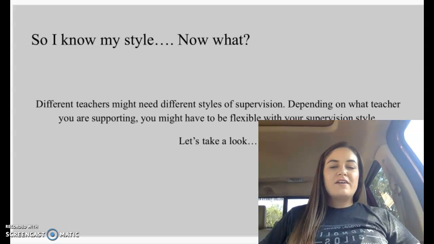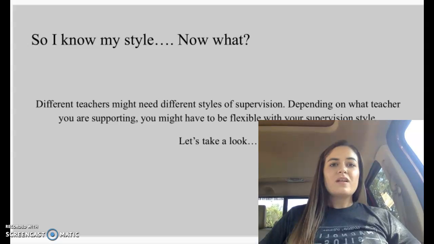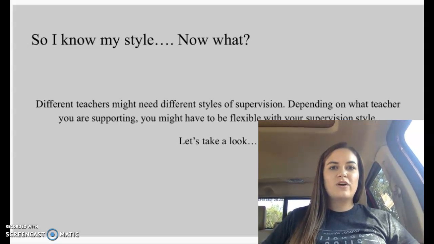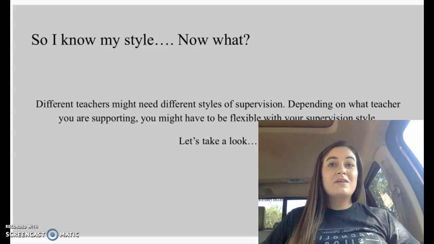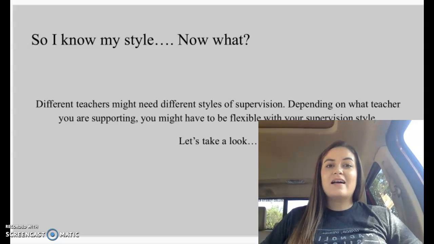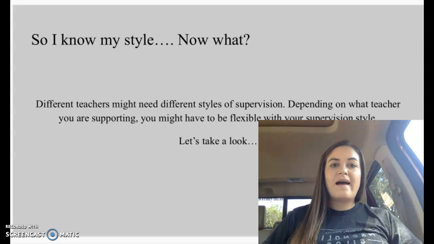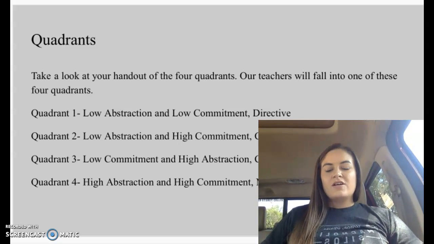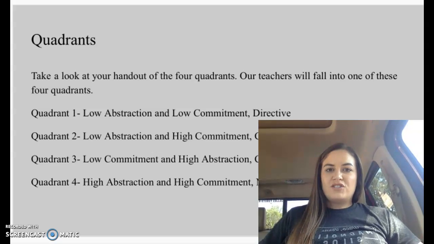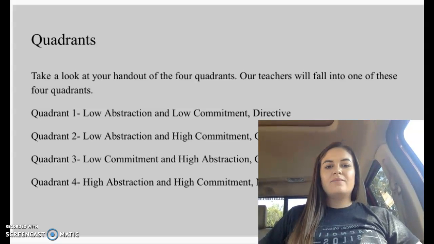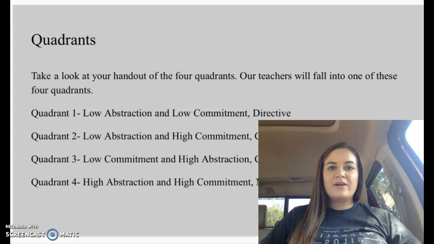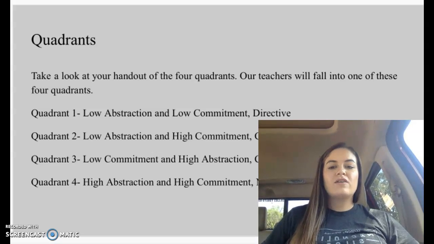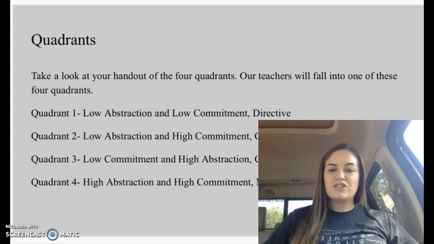Maybe you're a very directive supervisor, but you have a teacher who needs more of a collaborative, maybe even non-directive style of supervision. So let's take a look at where our teachers can fall. So we have 4 quadrants. This is also on your handout in your participant guide. So all of our teachers will fall generally in one of these 4 quadrants.